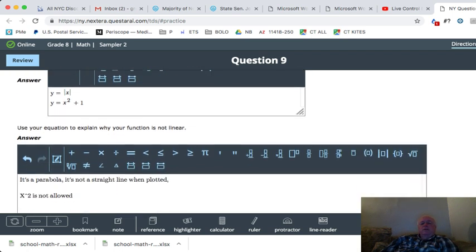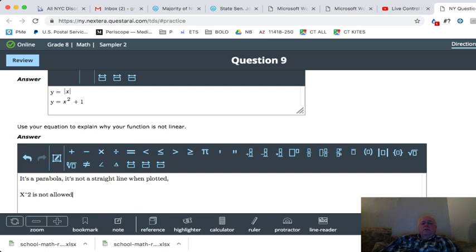So the point is, in the case of the first one, we could show that the issue is if x is 1, then y is 1. But if x is minus 1, y is still 1. So that doesn't help it being a line. Okay?